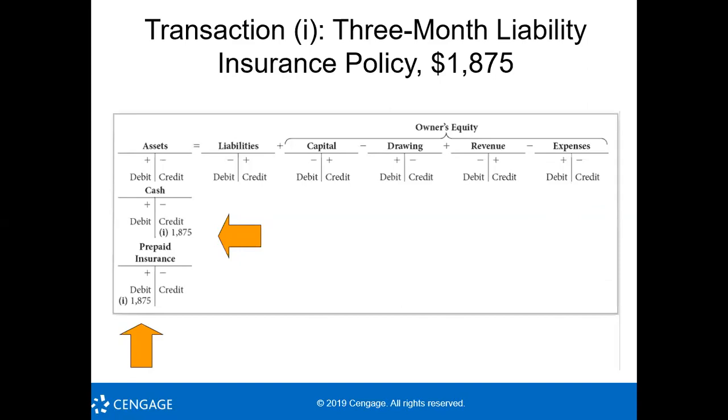If it was just a 1 month expense, then instead of debiting prepaid insurance, we would just debit insurance expense. But this is a 3-month policy. So this is an asset to us because we're going to have it for 3 months. So in that case, we're debiting prepaid insurance, which of course increases prepaid insurance. We're crediting cash, which of course then decreases cash.